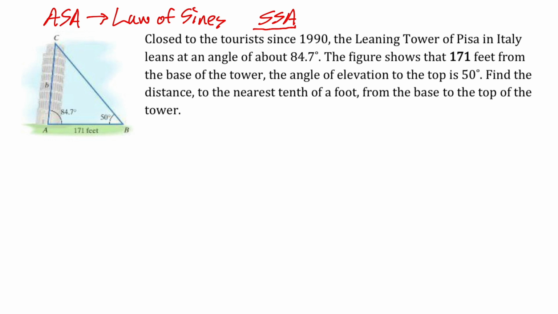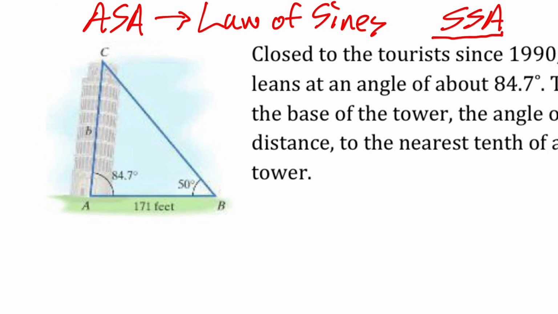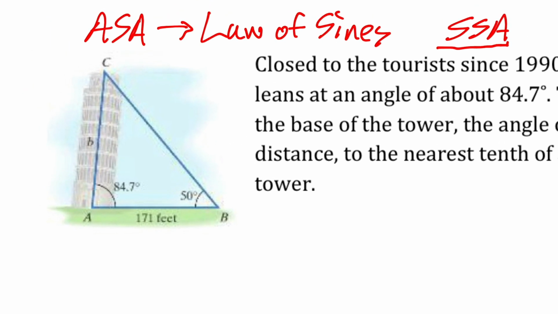So first thing I would like to do is go ahead and find this angle here. So this angle, I can add up the 50 degrees and the 84.7, subtract those from 180 because a triangle has 180 degrees in it. So this would make this a 45.3 degree angle.